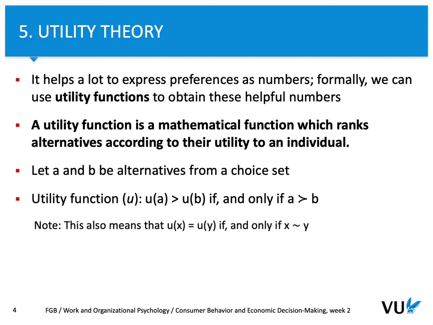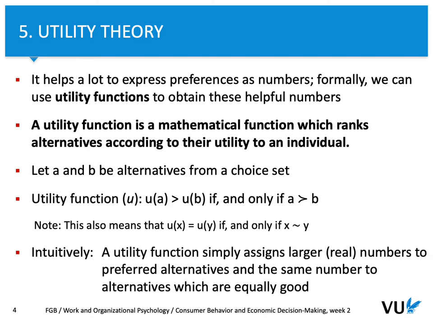It also means, and that's an important assumption, that if we have another choice set, X and Y, and utility of X and utility of Y are the same, that can happen only if X is equal to Y. From the perspective of individual intuition, we can say that a utility function is simply a number, a real number in this case, that can be allocated to the most preferred alternative. In other words, if utility for both options is the same, they also represent the same numbers.